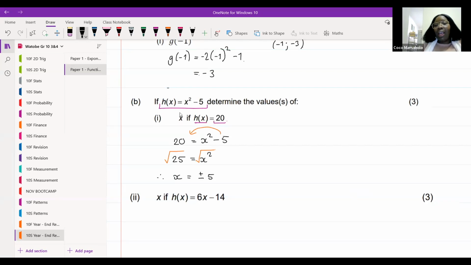Remember, guys, if I take 5 and I square it, that's going to give me 25. But if I take -5 and I also square it, that also gives me 25. So when I take the square root, I need to have plus or minus 5.